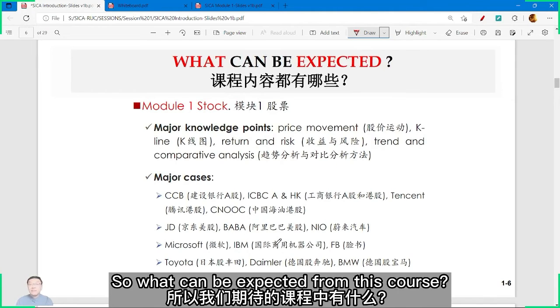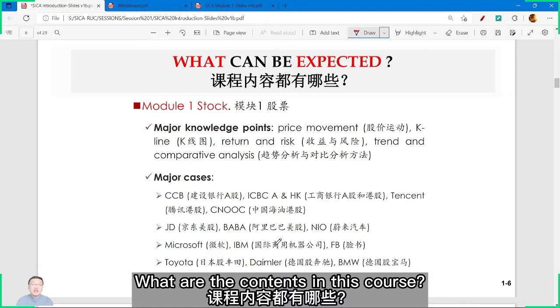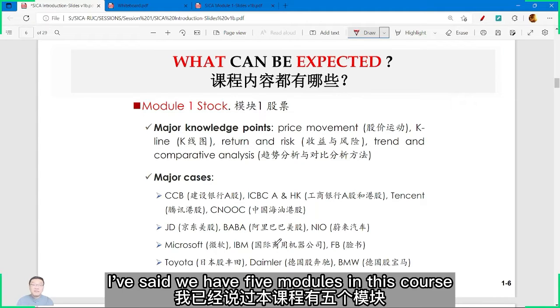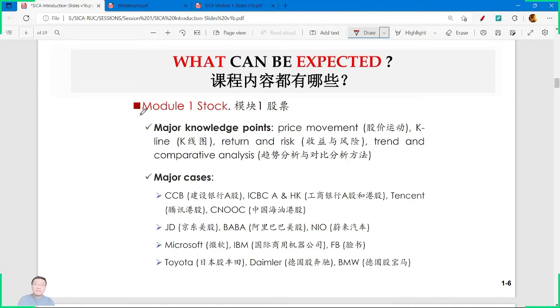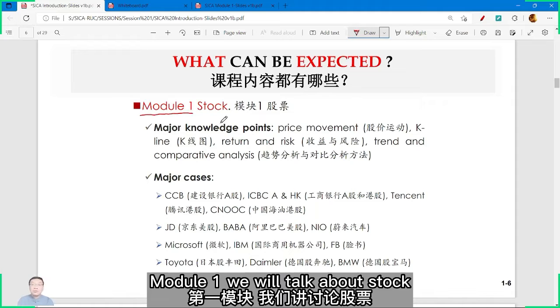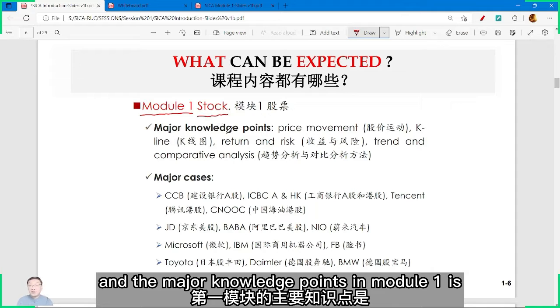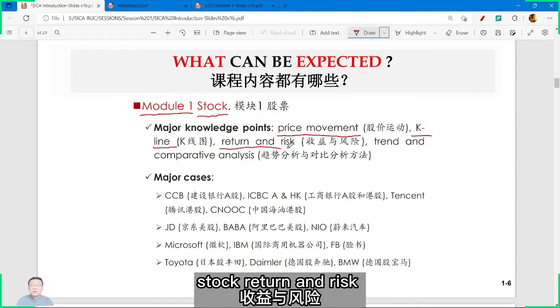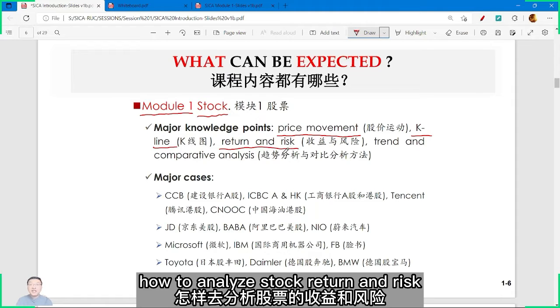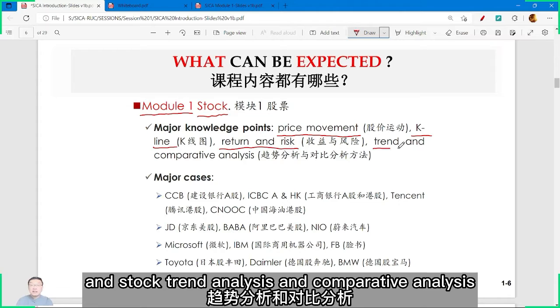So what can be expected from this course? What are the contents in this course? I've said we have 5 modules in this course, although some of them are optional. Module 1, we will talk about stock. Okay. And the major knowledge points in Module 1 are price movement, K-lines, stock return and risk, how to analyze stock return and risk, and stock trend analysis and comparative analysis.